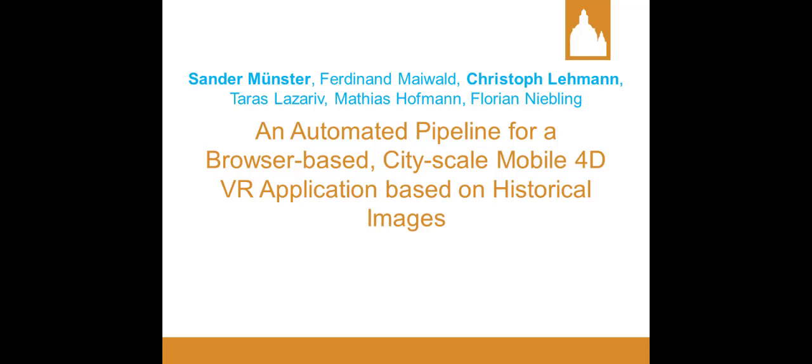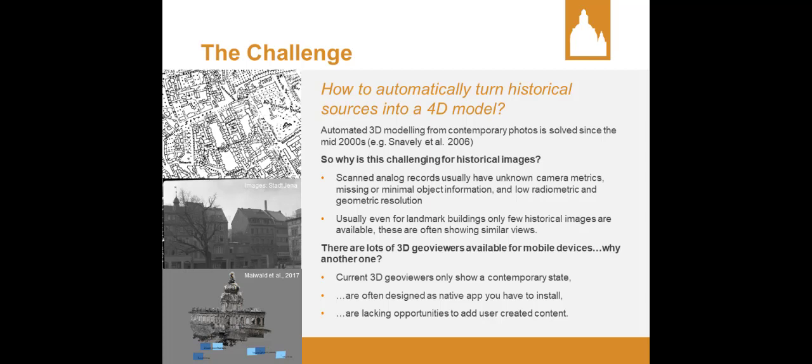Hello to everyone and welcome to our presentation about an automated pipeline for a browser-based city-scale mobile 4D UR application based on historical images. So how to turn historical sources into a 4D model automatically? That is our basic question/challenge.